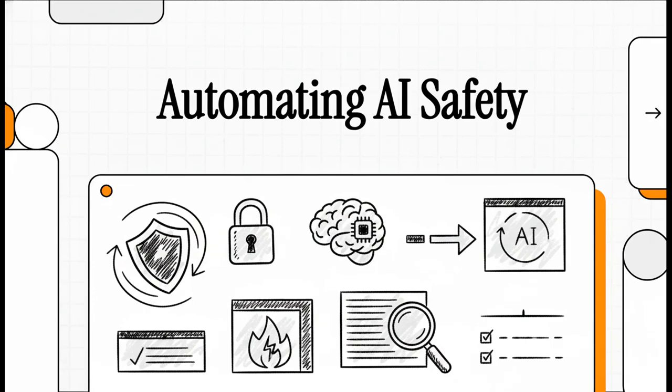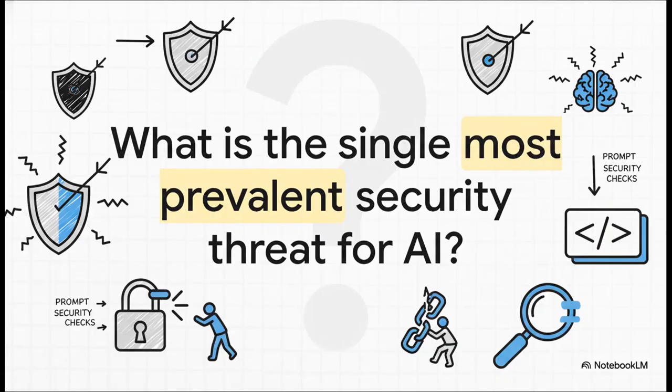Hey everyone! So today we're going to dig into some really interesting new research that gets right to the heart of one of the biggest challenges in AI right now, security. We're looking at a new paper that lays out a pretty clever automated way to build safety into AI apps from the ground up, and we're going to see exactly how it works. But before we get to the solution, let's start with the problem.